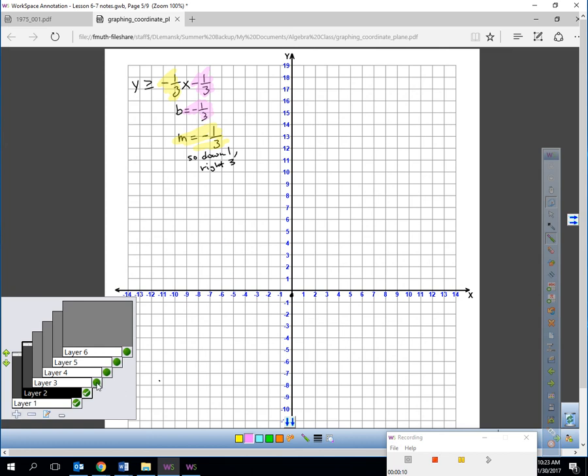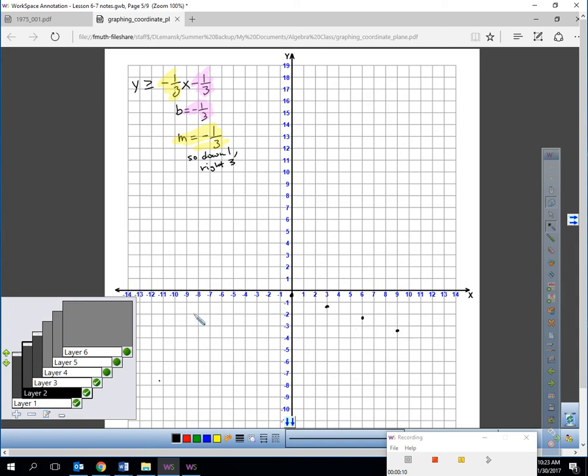Okay, so let's start graphing. My y-intercept's negative 1/3, so I put a point here. I approximated down 1/3. And then from there, can you see how I'm going down 1 over 3? And then from here, down 1 over 3. And then from here, down 1 over 3. There's my line. You can see it.